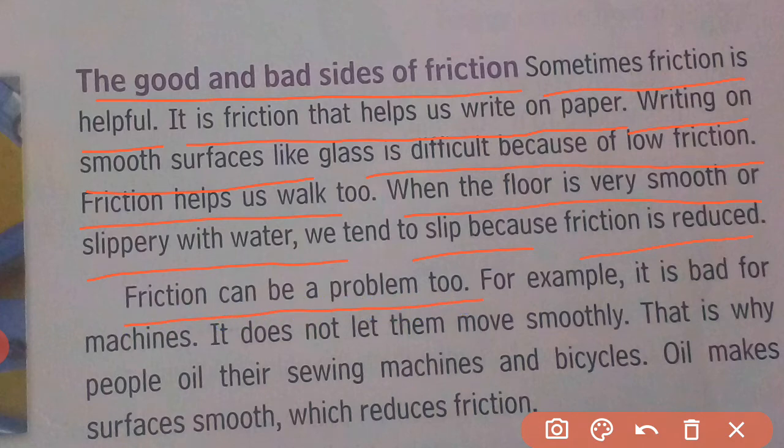Friction can be a problem too. For example, it is bad for machines. It does not let them move smoothly. That is why people oil their sewing machines and bicycles. Oil makes surfaces smooth, which reduces friction.